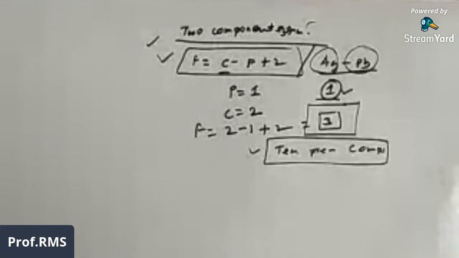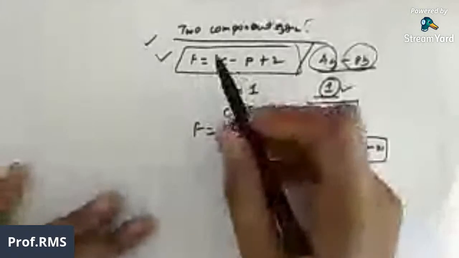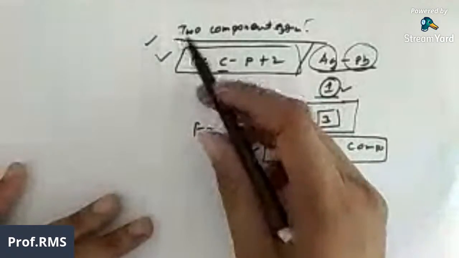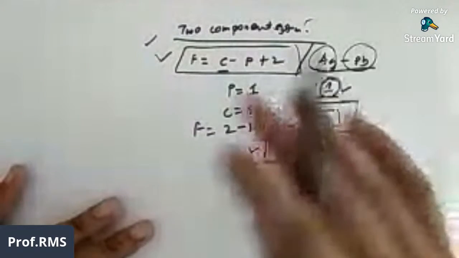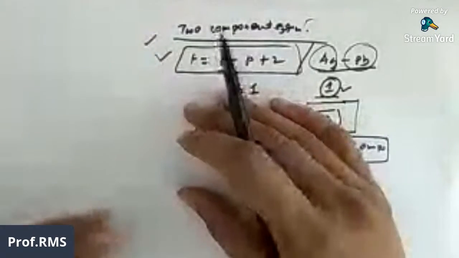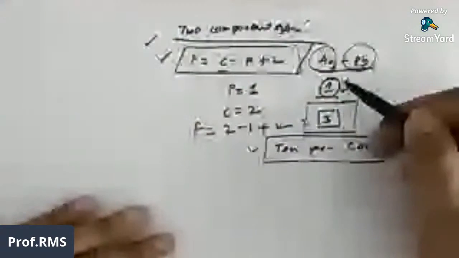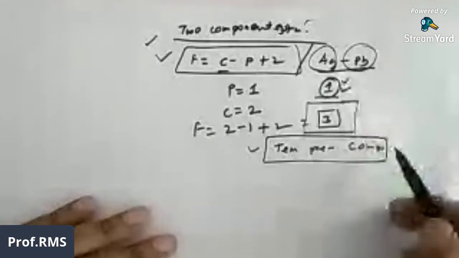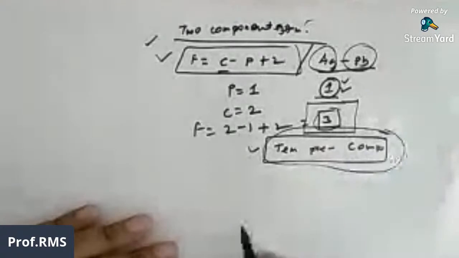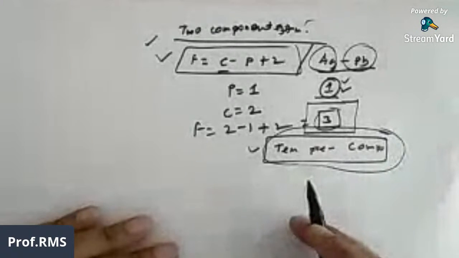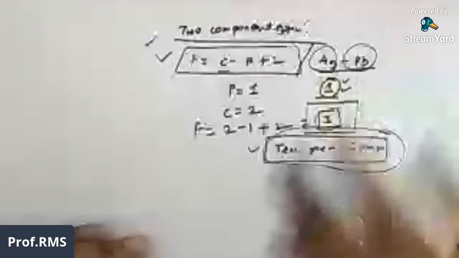How can we determine it? Using the phase rule. If any two component system has the minimum number of phases, that is one phase, and through the one phase we try to find out the degrees of freedom, we get 3 degrees of freedom. It means we require three variables, all variables, to describe the system.